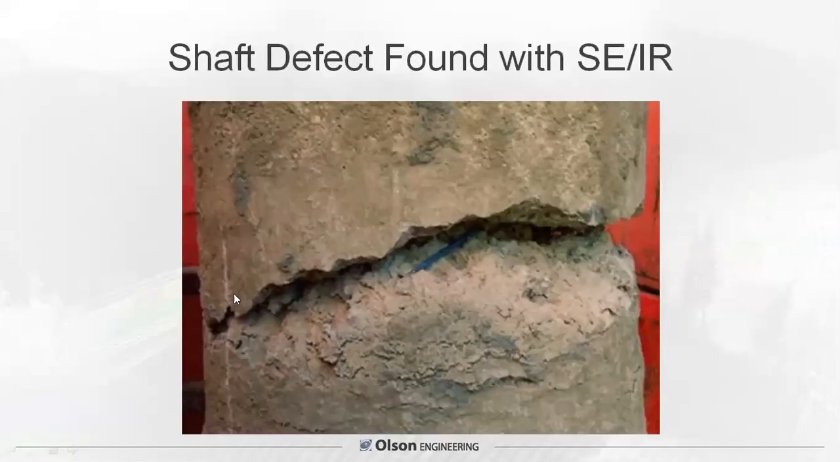This is a photo showing an actual shaft that was tested with SEIR and found a partial break in it. And this shaft actually had a problem when they were pulling the casing. The casing stuck and ripped the concrete. Some of the typical defects that you might find with sonic echo testing.